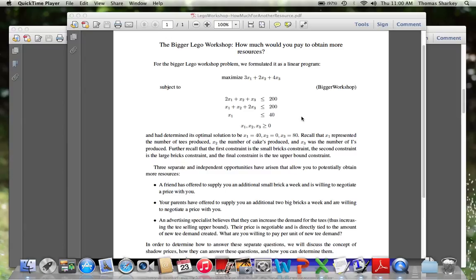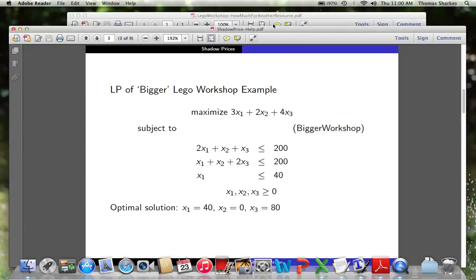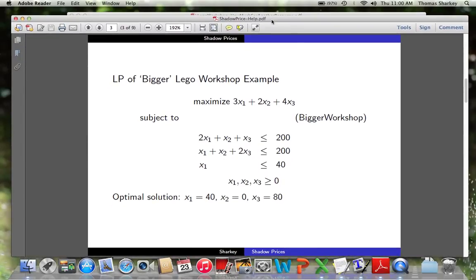And so what we're going to do in this video is talk about the concept of shadow prices, and then how shadow prices help us answer these questions, and then also how we can go about obtaining shadow prices. So the first thing we're going to look at is a set of slides for this example, where we're looking at the linear programming formulation in the bigger Lego workshop example that we've done and worked with in previous videos.